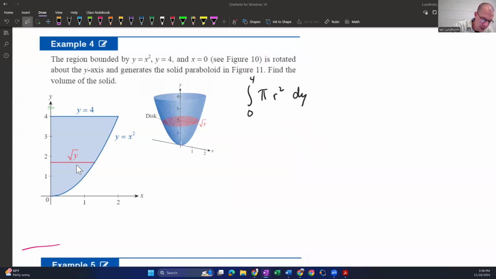In this case, y equals x squared is also equivalent to the square root of y equals x if we take the square root of both sides. And so that's where they're getting this square root of y distance. And that means if we go over here, we're going to have pi times the square root of y, squared, dy. I'll go ahead and throw that pi out front. Let's go ahead and rewrite this one more time so that we get just a plain old y dy.